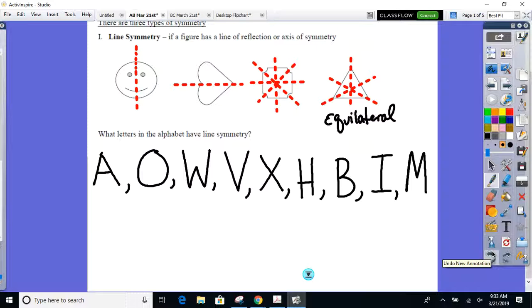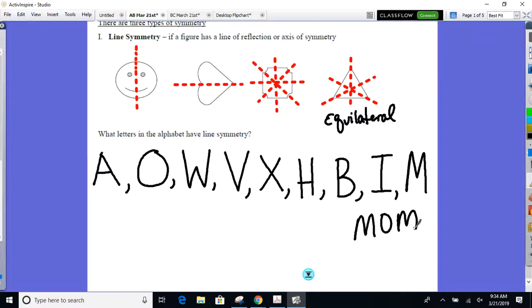How about some words now? Mom. Now, be careful. How are you going to tell me? Because if I write out mom, no. Where's your line of symmetry? Okay, so you want to go here? Okay, I was thinking maybe you would want to do it. You can write it like that. Okay. Any other words?